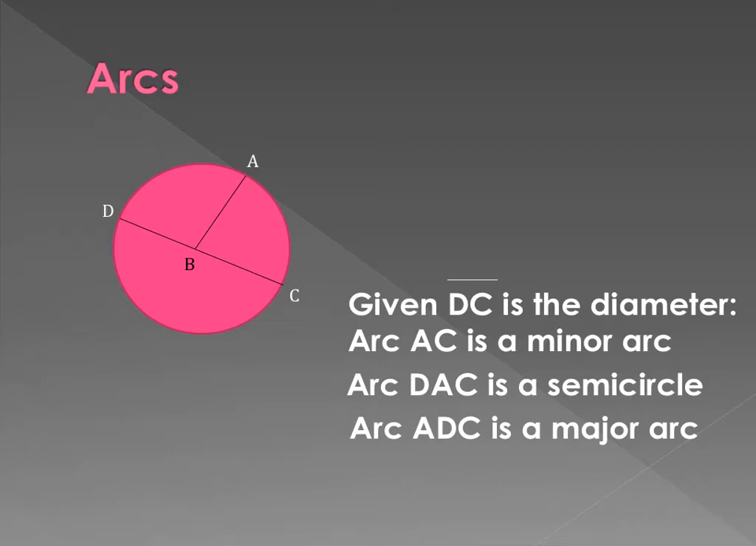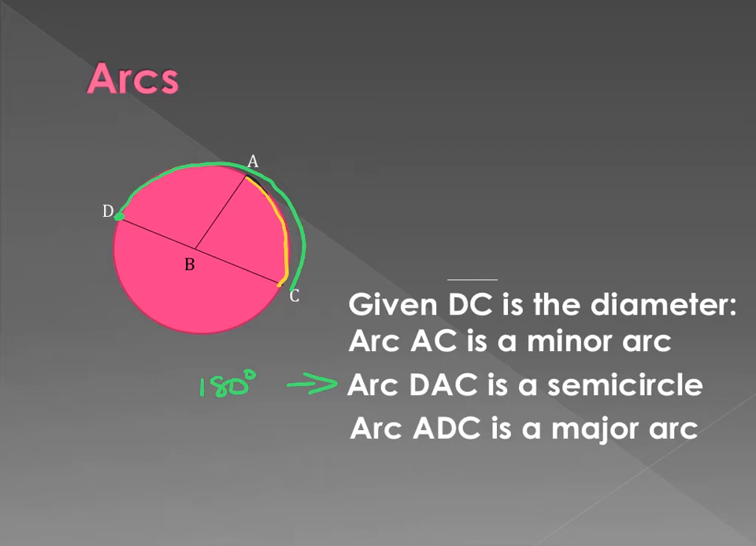On the next slide, here is a circle. We're given that DC is the diameter. And we're also told that arc AC is a minor arc. So this is arc AC, goes right here. Arc DAC, and again, the order of the letters tells us the direction to go. So for this one, DAC, I would start here, go to A, and then go to C. This is the semicircle arc, and that would be 180 degrees.